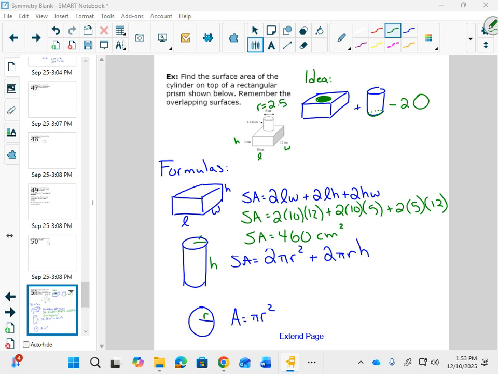That's my diameter. I have to be careful because here my radius would be 2.5. So when I go to figure this one out, 2 pi radius 2.5 squared plus 2 pi radius 2.5, height was 6.